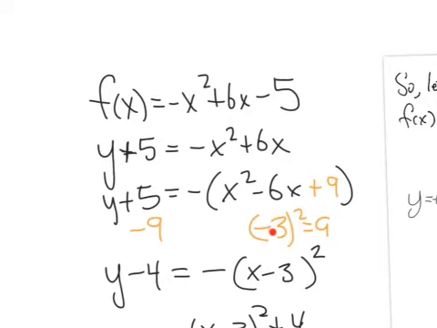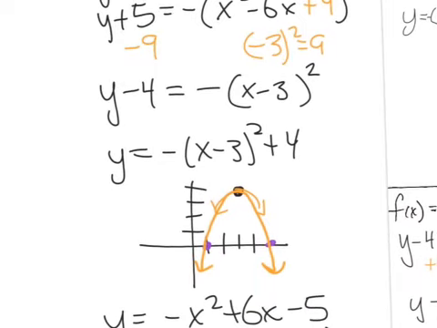So half of that is minus 3. Square it, we get 9. And because this is minus 9, we are subtracting 9 over here to keep both sides balanced. So y minus 4 equals, and the negative stays outside. This is factorable to x minus 3 times x minus 3.